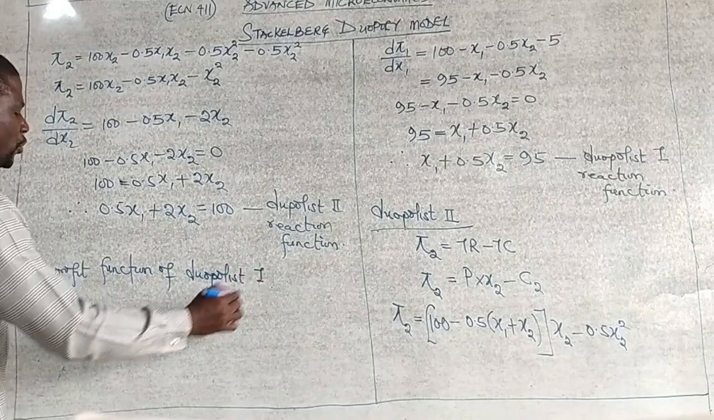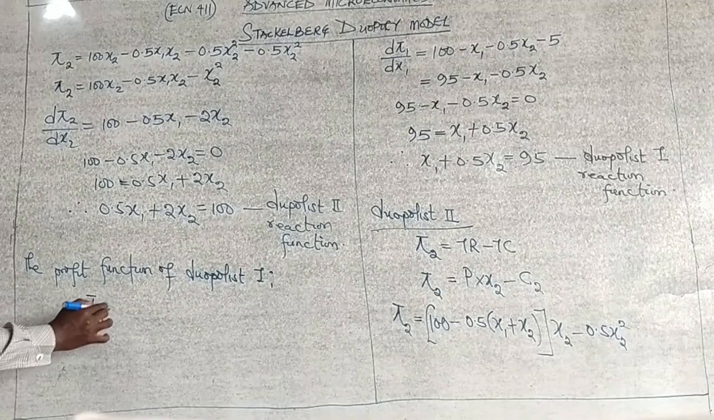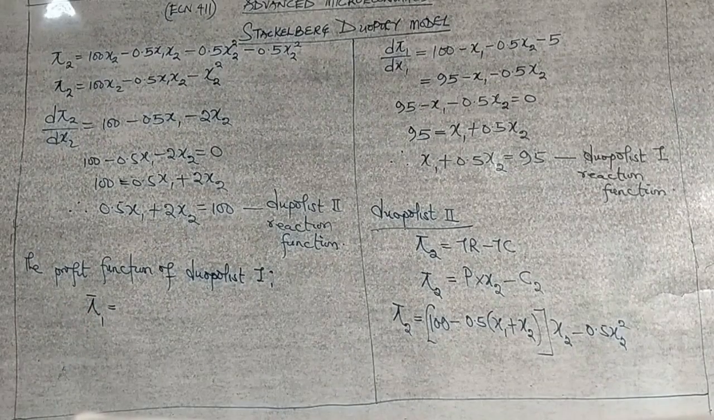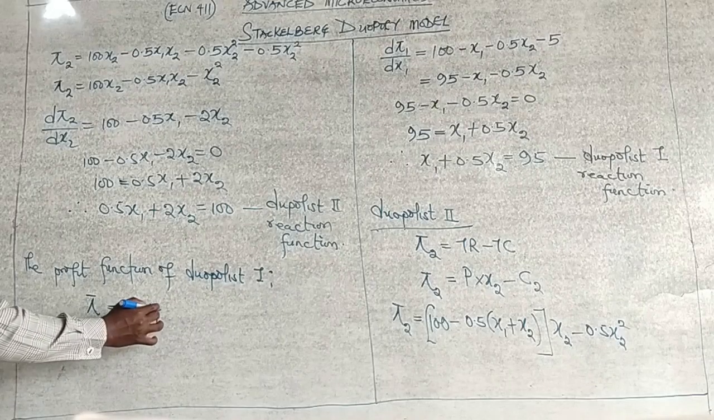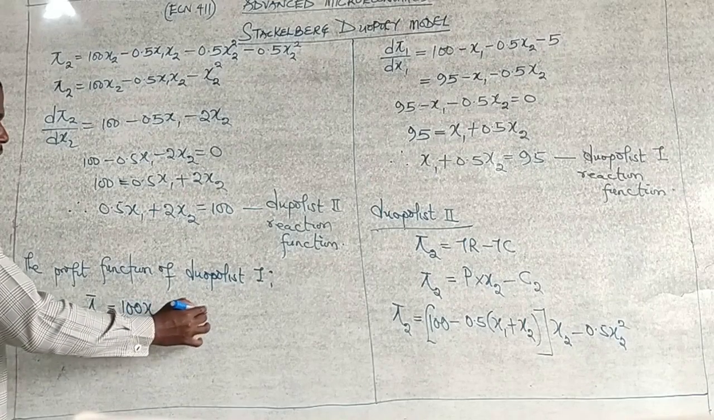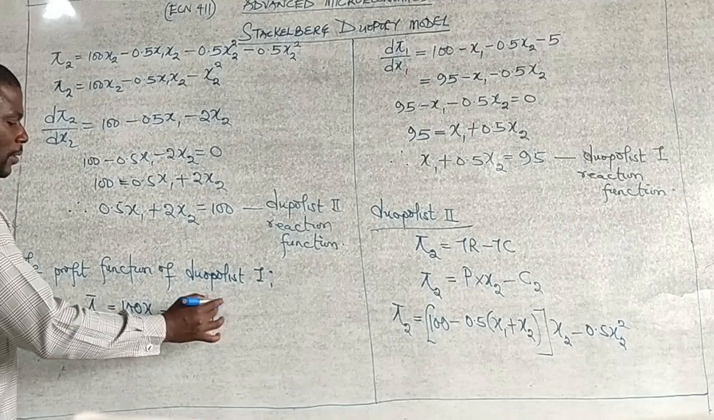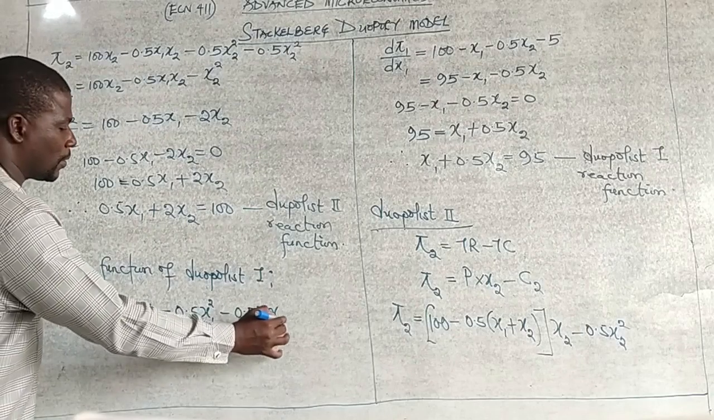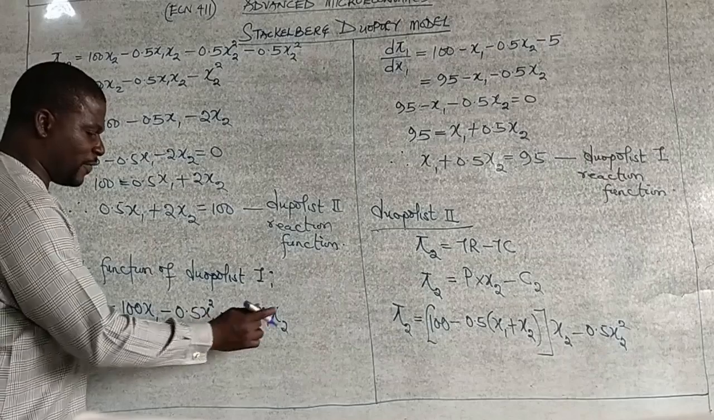What is the profit function of duopolist 1? Profit 1 equals 100x1 minus 0.5x1 squared, minus 0.5x1x2, minus 5x1. Not 0.5. No, after that one.